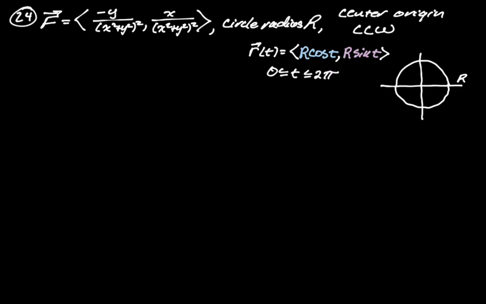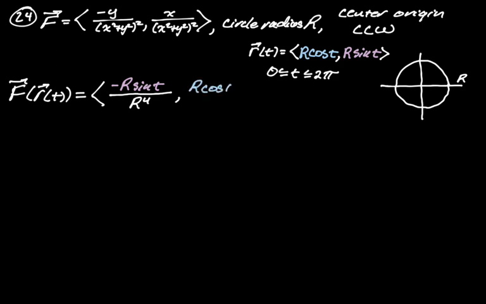Okay, so we have to calculate F of r of t. So y is R sine of t. And then x squared plus y squared is R squared cosine squared plus R squared sine squared, which is R squared times (cosine squared plus sine squared), but cosine squared plus sine squared is 1. So that's just R squared. And then we have to square it, so that makes the denominator of both things R to the 4th. So we're going to get negative R sine of t over R to the 4th, and then R cosine of t over R to the 4th.